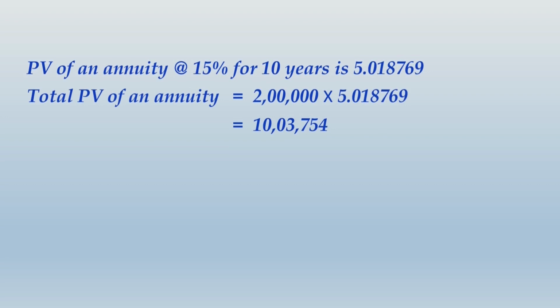So that annuity factor, when it is multiplied to the annual cash flow of rupees 2 lakhs, or I would say the amount of annuity of 2 lakhs, 2 lakhs multiplied by the annuity factor will give you the total present value of the cash flows, and that comes to 10,03,754. So I am sure you have already taken note of the same.